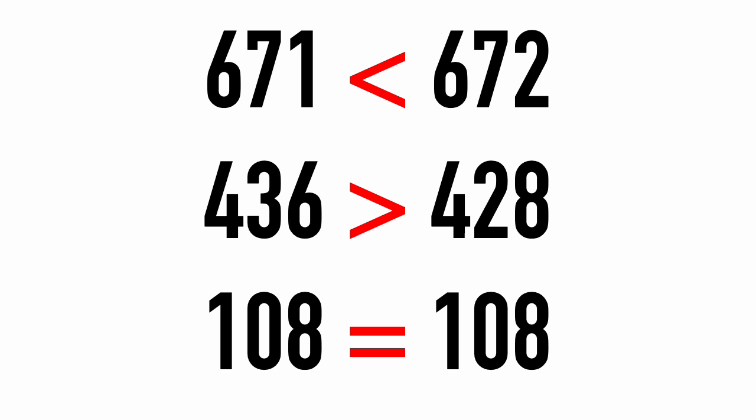Here we can see all of the examples that we used to decide whether numbers were less than each other, greater than one another, or equal to one another. So we have 671 is less than 672 because of this ones place. We have 436 is greater than 428 because of the tens place right here. And then we also have 108 is equal to 108 because all of the digits are the same and they are all in the same place value.